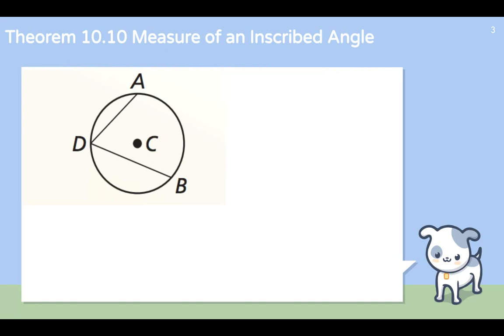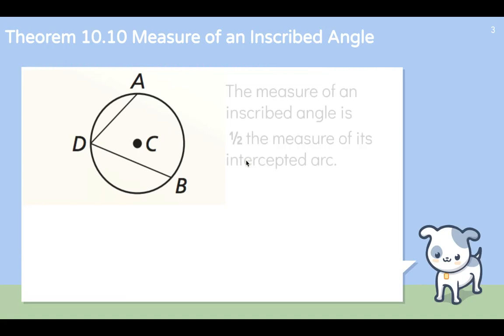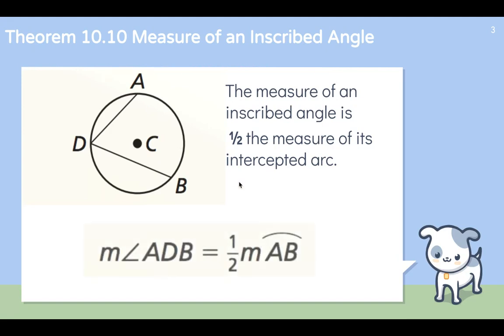And how much smaller does it get? Well, this is going to blow your mind. The measure of an inscribed angle is 1/2 the measure of its intercepted arc. So when you pull that vertex of this central angle back to anywhere on this circle, and in this case we pulled it back to this point, the measure of angle ADB is going to be 1/2 the measure of its intercepted arc. So the measure of angle ADB is equal to 1/2 the measure of arc AB. Pretty cool.